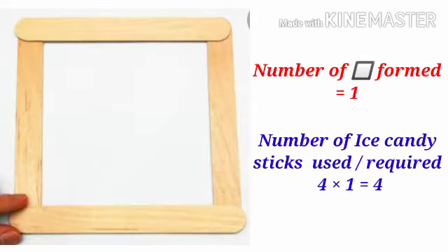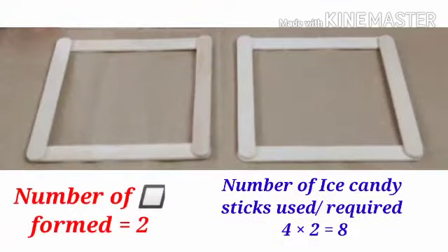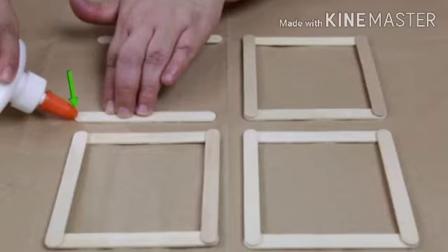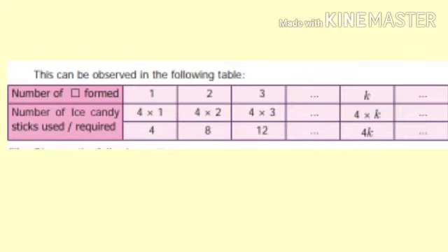For example, the number of ice candy sticks required to form one square is 4 sticks. For 2 squares is 8 sticks. For 3 squares is 12 sticks, and so on. Continuing in the same way, it is clear that if the number of squares to be formed is k, any natural number, then the number of candy sticks required will be 4 into k is equal to 4k, where k is the variable and 4 is the constant.